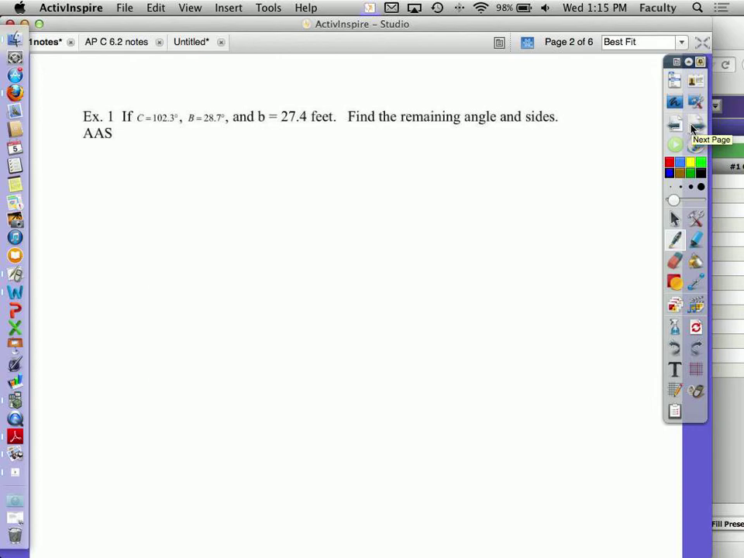In example 1, what you want to do is always draw a picture and figure out which case you have. If it's side, side, angle, we've got to figure out the situation. Otherwise, you can proceed and do it like you always do. I do not care if you draw the triangles to scale or not. The idea is to just get the gist of what's happening.